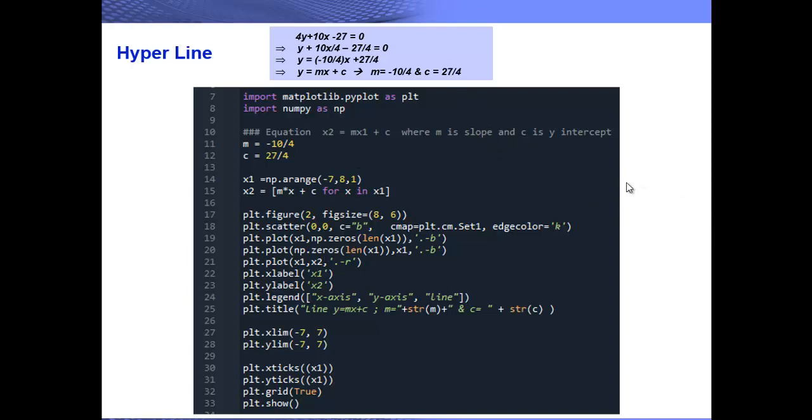In the last video we got one equation, which was 4y plus 10x minus 27 is equal to 0, right? So let us visualize that, because sometimes in an analysis of the data, or while taking a decision on the hyperplane, or seeing the quality of the data, we will have to plot it on a graph also.